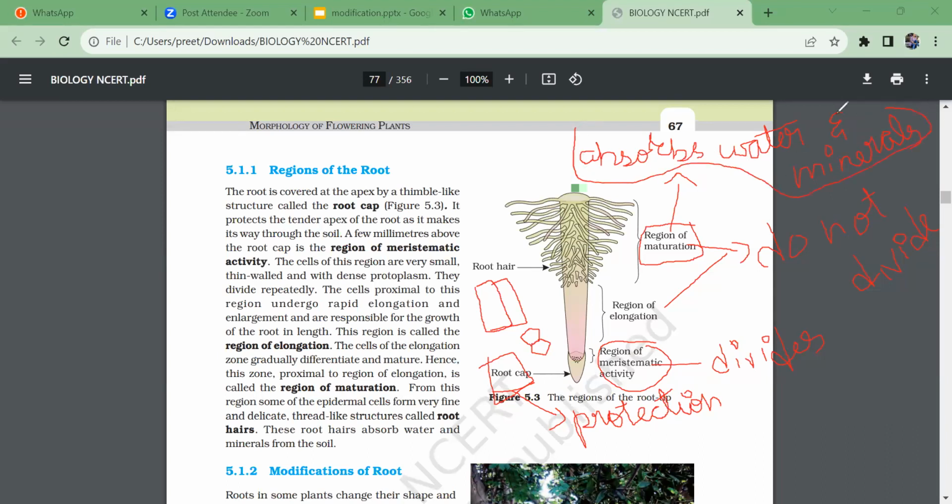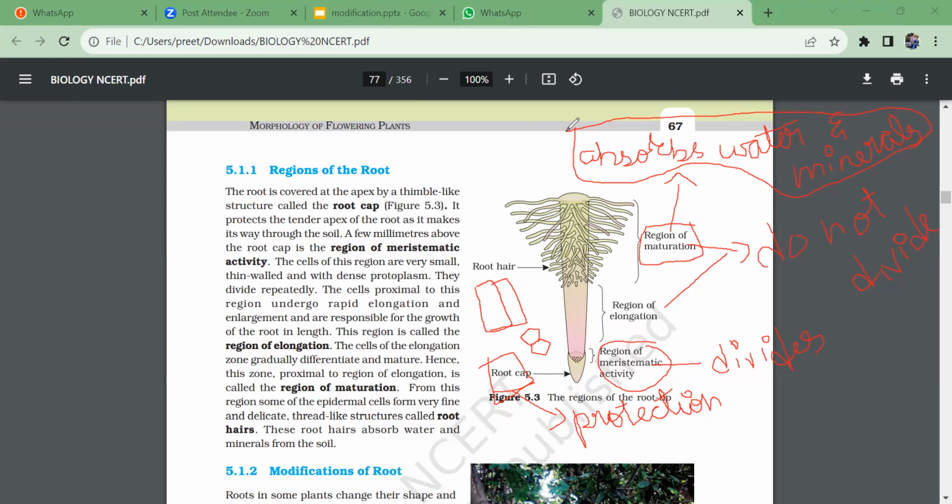So the conclusion is, how many regions are there in the root? Tell me, we'll just revise. How many regions? Nobody understood. Three regions are there. The first region is the region of meristem, the second region is the region of elongation, and the third region is the region of maturation.